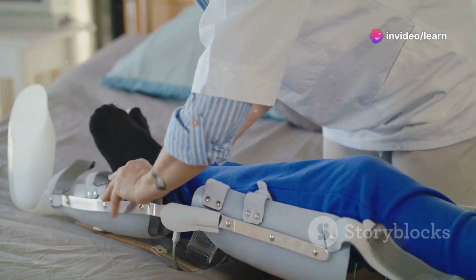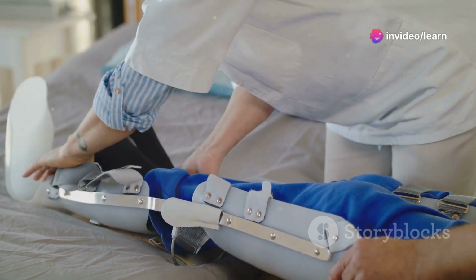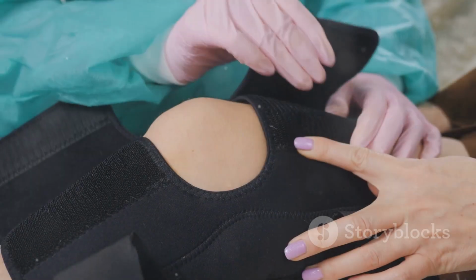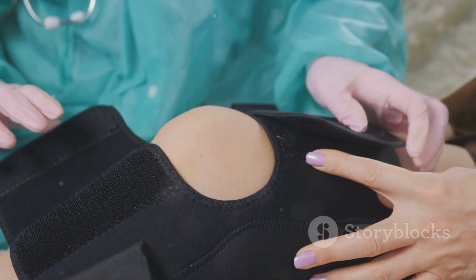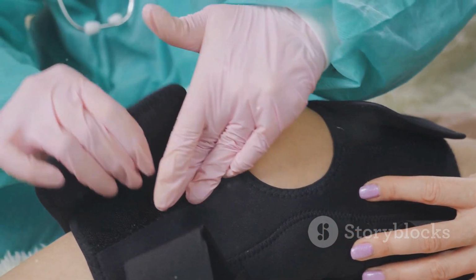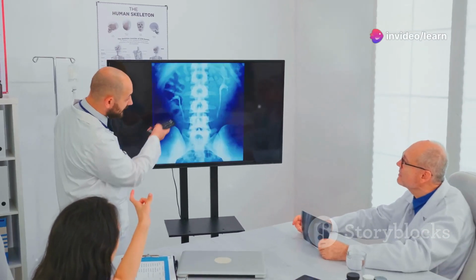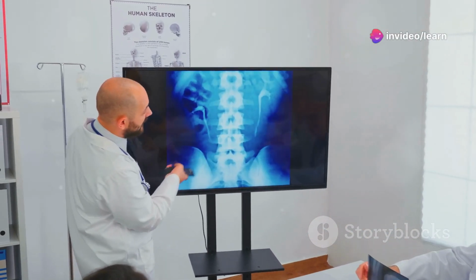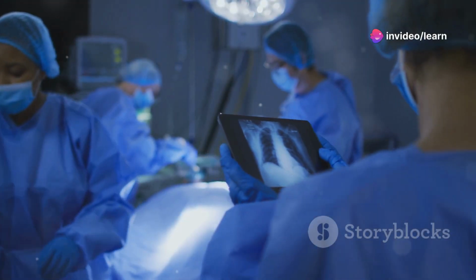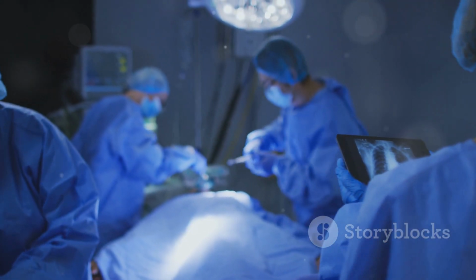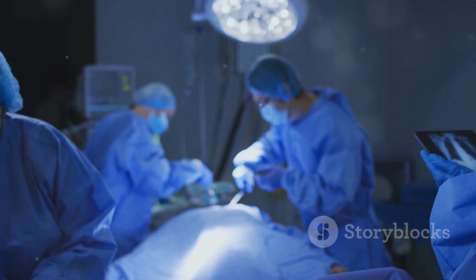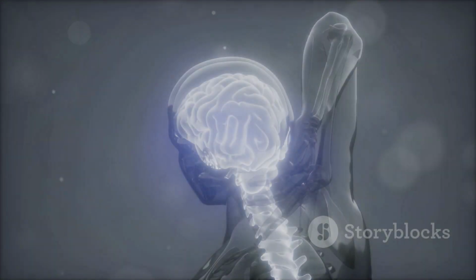Bracing is often recommended for moderate curves, especially in children and adolescents still growing. The brace helps slow down or stop the curve from worsening by applying gentle pressure to the spine. In severe cases where the curve is significant or impacting breathing or other bodily functions, surgery might be considered. Spinal fusion surgery involves correcting the curve and fusing the vertebrae together to prevent further progression.